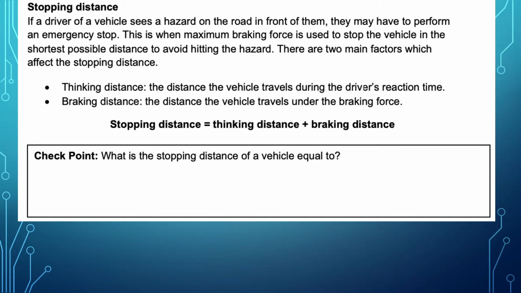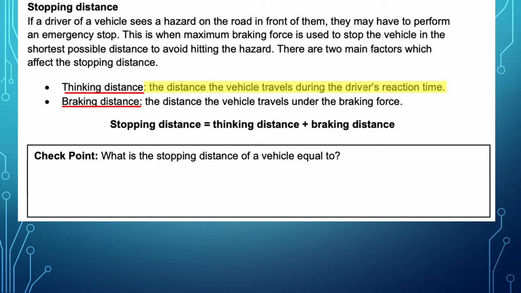So there are two main factors which affect stopping distance, and they are thinking distance and braking distance. So thinking distance is the distance the vehicle travels during the driver's reaction time. We're going to look at this a little bit closer, but that's basically what it is. So every person who drives a car has a reaction time, and everyone's reaction time is different, but from the moment that you visually see the hazard to the moment that you step on the brakes, that would be your reaction time, right?